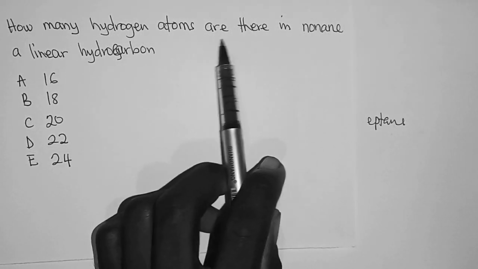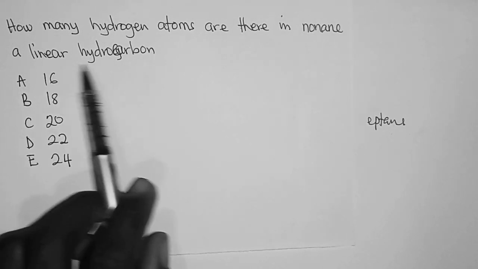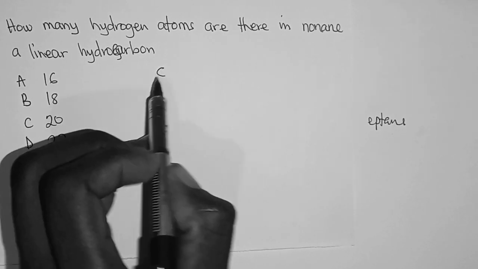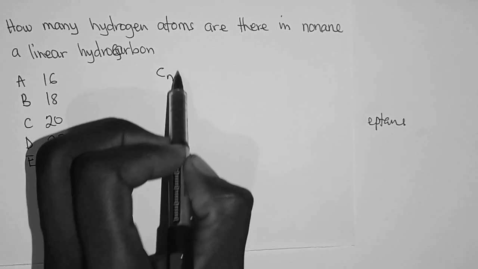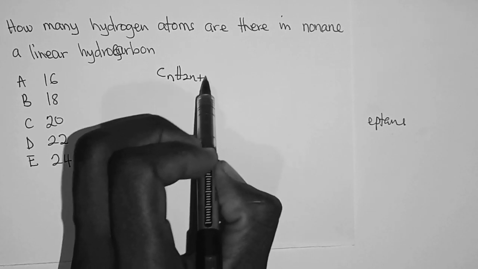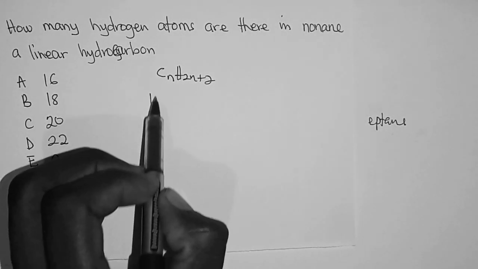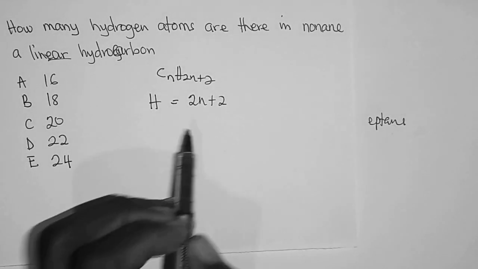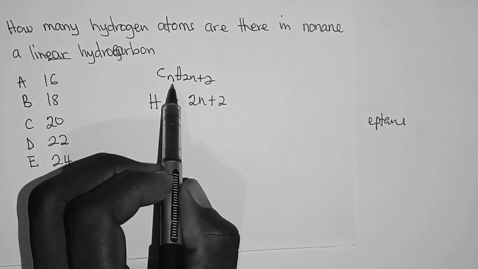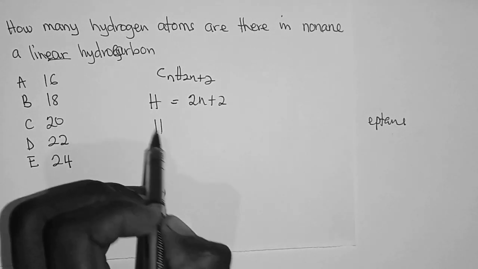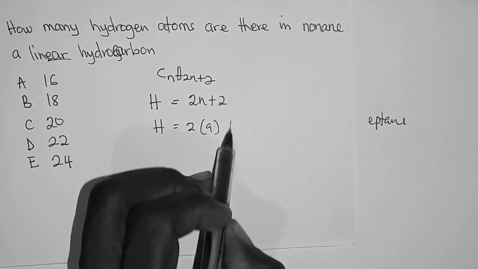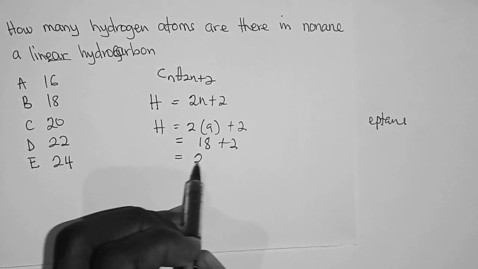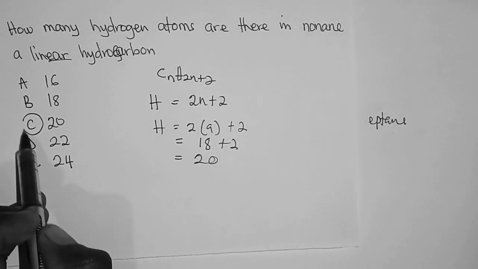How many hydrogen atoms are there in nonene, a linear hydrocarbon? You know that the straight chain alkanes are measured by this formula, CnH2n+2. So that means that the number of hydrogens is given by the formula 2n plus 2. Nonene means 9 carbons, so n is equal to 9. So H is equal to 2 times 9 plus 2. This is equal to 18 plus 2, and 18 plus 2 is 20. So the answer is C.